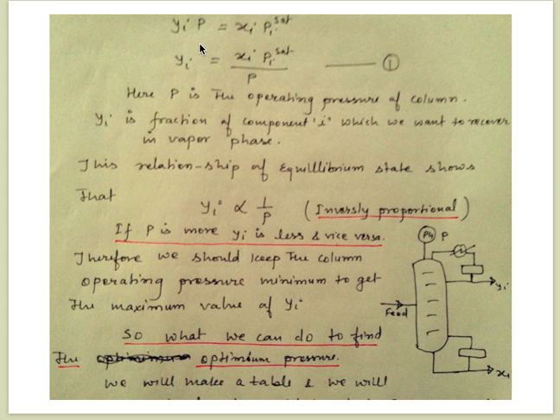Now I will tell you how Raoult's law gives us the concept of calculating the operating pressure of the column. So this is yi P equal to xi Pi sat, so yi equals xi Pi sat upon P. Here P is the operating pressure of the column and yi is the fraction of component i which we want to recover in the vapor phase. That means this is the overhead product which we want to collect or separate from the mixture.